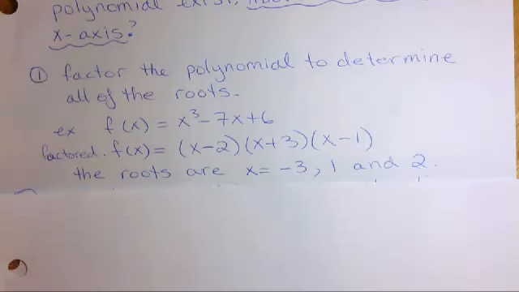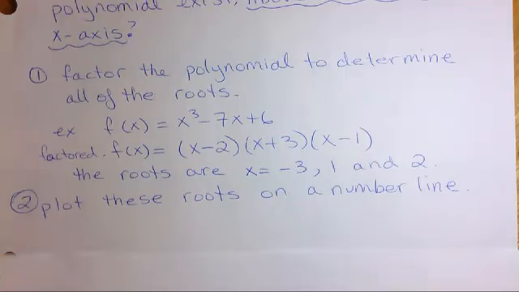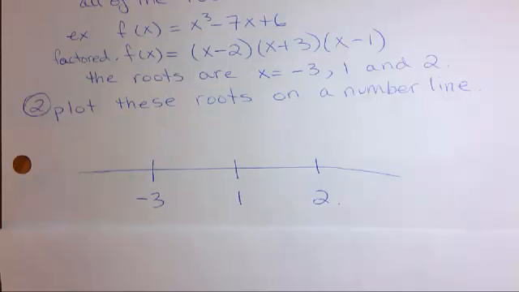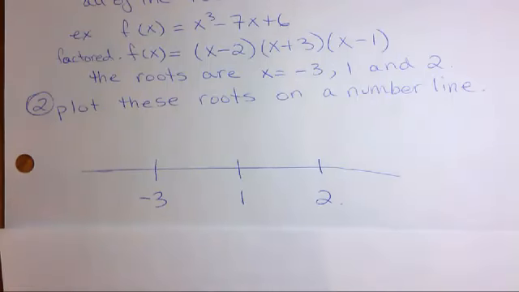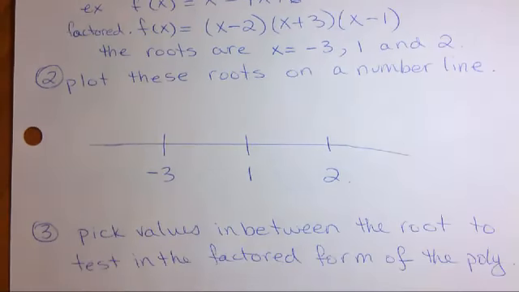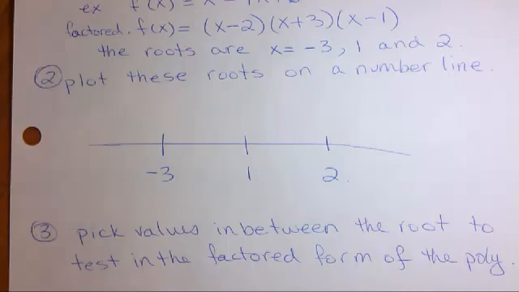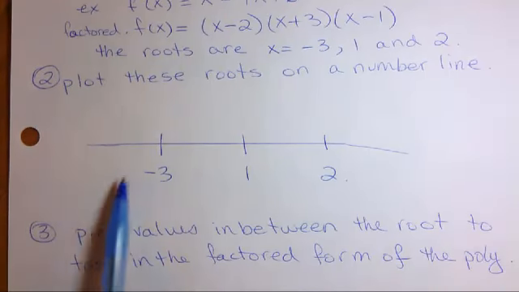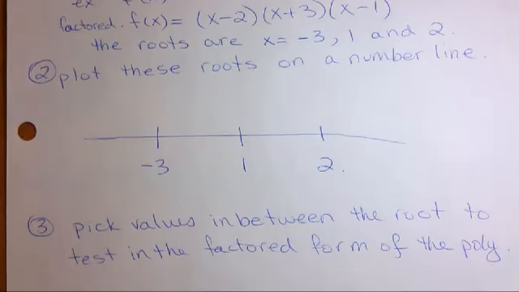Once you have the roots, you're going to take them and plot them on a number line. Your number line doesn't have to be to scale. It just needs to be big enough so that you can do what we're going to need to do, and you'll notice once we get into it. So now you've got your diagram here. This is actually going to turn into our sign diagram.